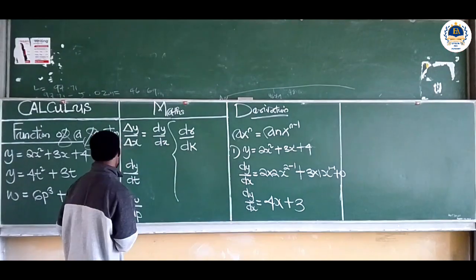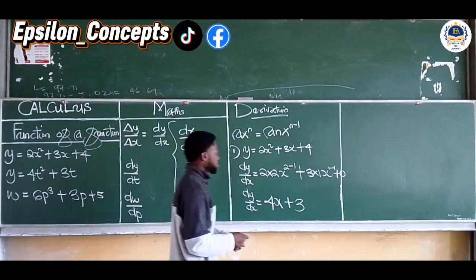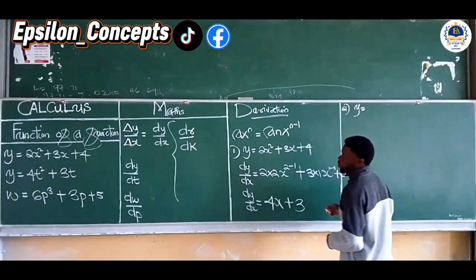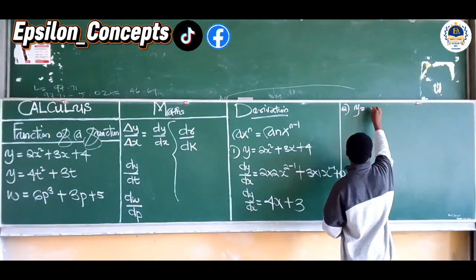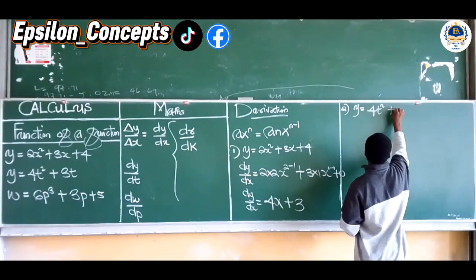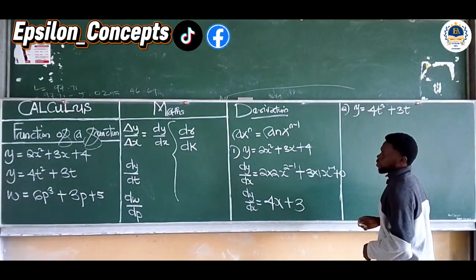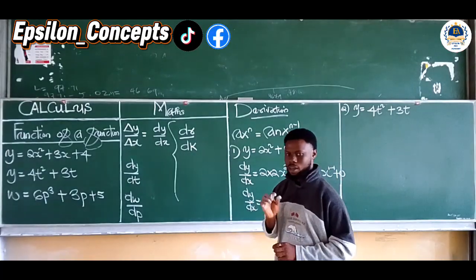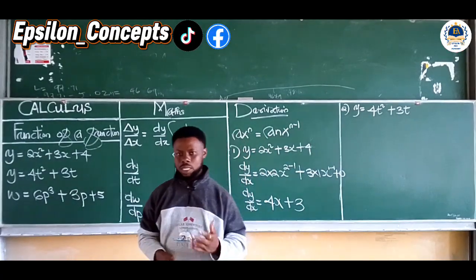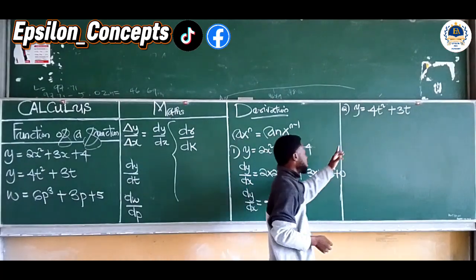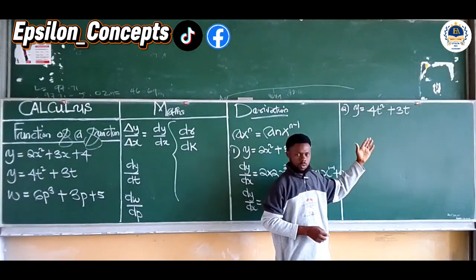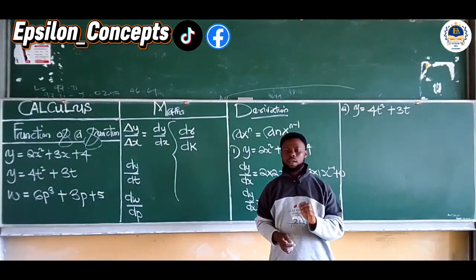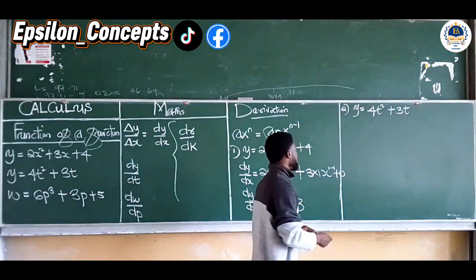Let us consider the second function on the board, where y is equal to 4t squared plus 3t. Okay, so the derivation of this function is not going to be dy over dx. What is the reason? The reason is because the letters in this function are y and t. So the derivation of the function becomes dy over dt.